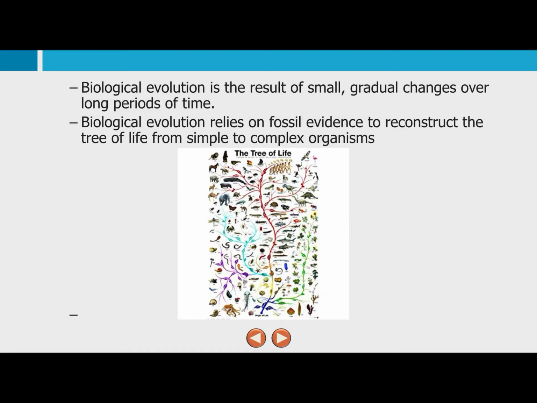We see here that biological evolution relies on fossil evidence to reconstruct the tree of life from simple to complex organisms. So evolutionists rely heavily on fossil evidence and the bones that they can find within the rock in the earth. The fossil record is an integral part of evolution that helps prove evolutionary thought, at least in the mind of evolutionists.